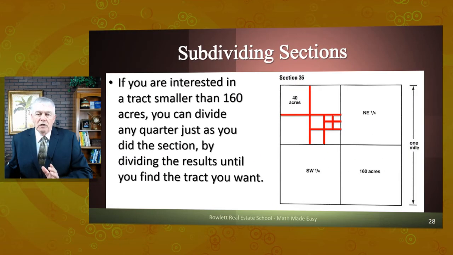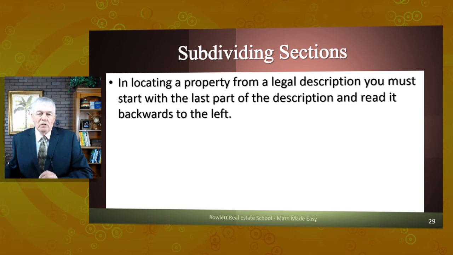If you are interested in a smaller tract than 160 acres, you can divide any quarter just as you did the section, by dividing the results until you find the tract you want. In locating a property with the legal description, you must start with the last part of the description and read it backwards to the left.